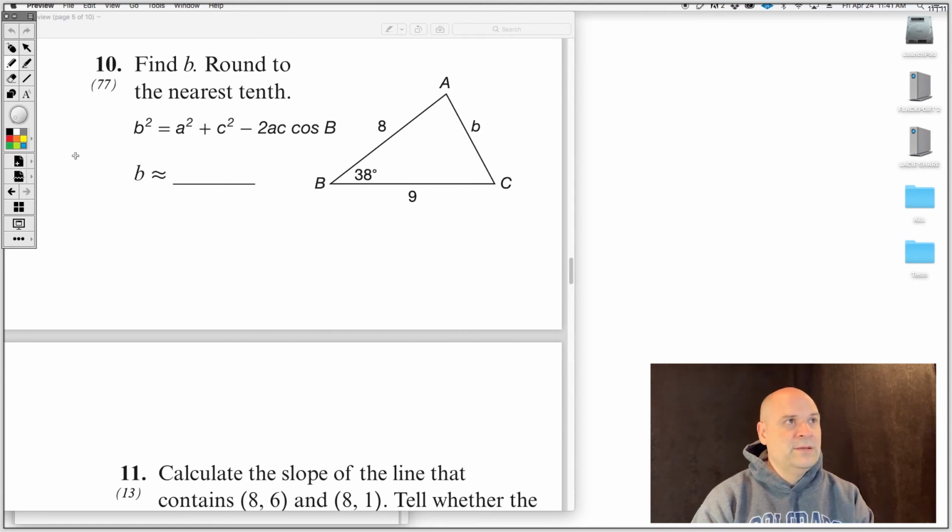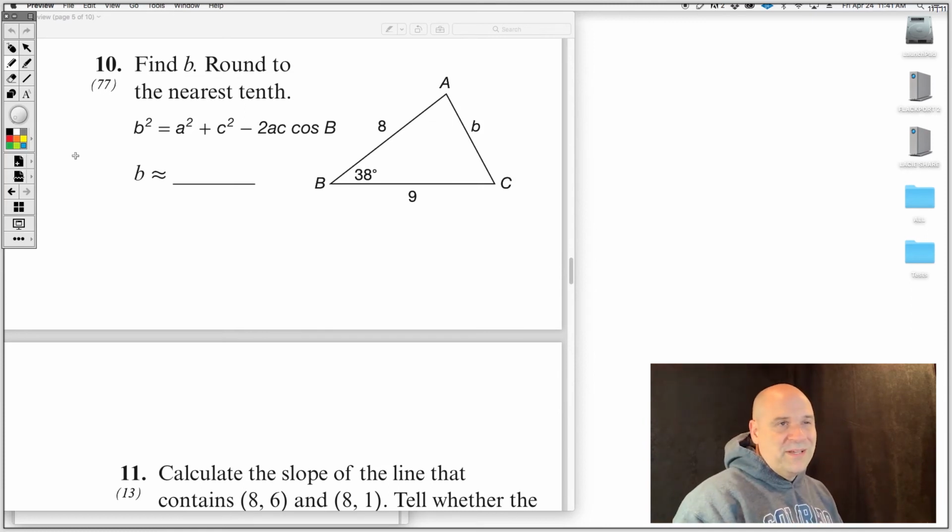Okay, number 10. This will be the last one we do today, and we'll do 11 through 20 on Thursday. Okay? So find b, round to the nearest tenth. So we're going to use this law of cosines, which the real question would have been just to say, find b, figure it out. What are you going to use? The law of sines, law of cosines, whatever. But number 10, it gives it to us. Thank you, whatever. So all we're doing is plugging stuff in and figuring it out, okay?